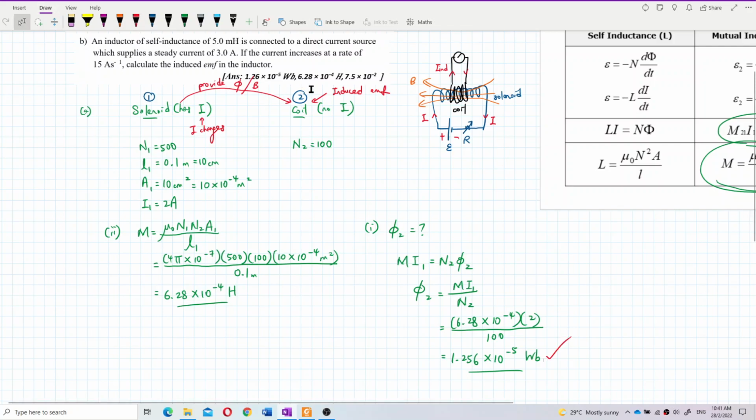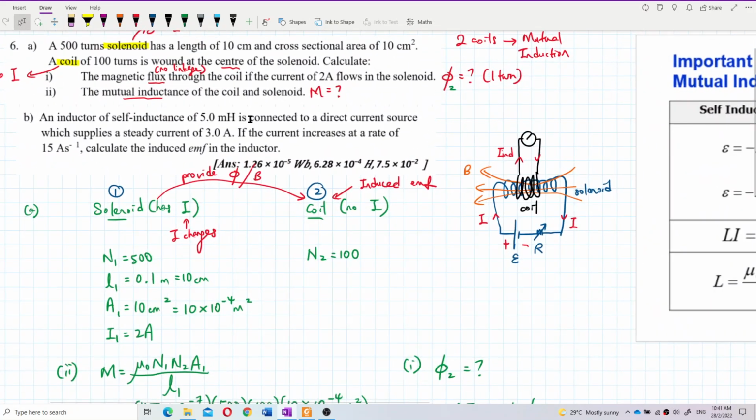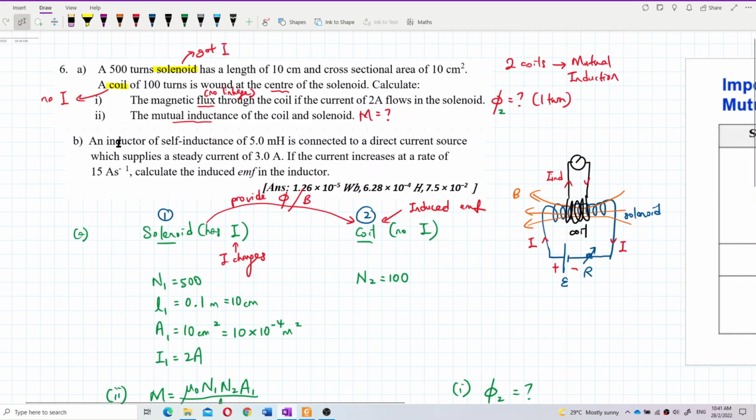Secondly, 6.28 negative 4 Henry. That's correct also. Good. So for the second question, now an inductor of self-inductance of 5 millihenry is connected to a direct current source which provides a steady current of 3 ampere. If the current increases at the rate of 15 ampere per second, calculate the induced EMF in the inductor.